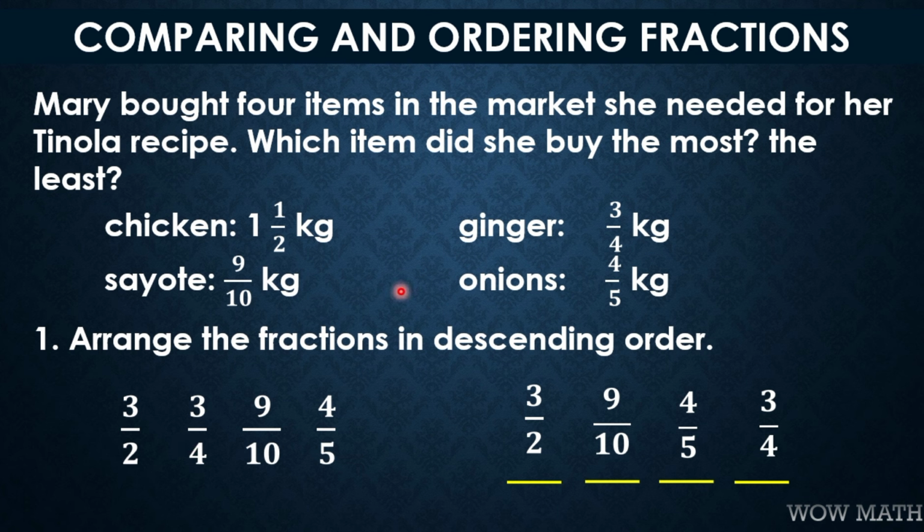Alright, so let us go back to the question. Which item did she buy the most? So, ibig sabihin, 3/2, that is chicken. And which item did she buy the least? That is ginger. That is only 3/4 kilogram.